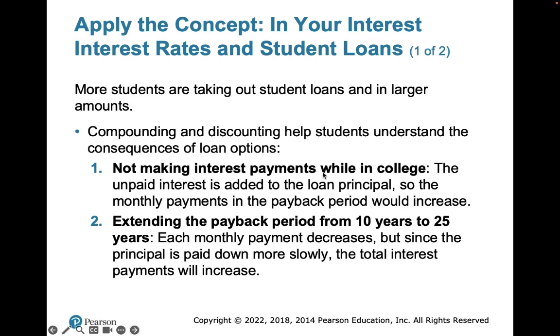Compounding and discounting help you understand the consequence of not making interest payments while in college. While you stay in college, you will not make the interest payment. The unpaid interest is added to the loan principal, so the monthly payments in the payback period would increase. They extended the payback period from 10 years to 25 years. Each monthly payment decreases, but since the principal is paid down more slowly, the total interest payment will increase. So this is how it works.